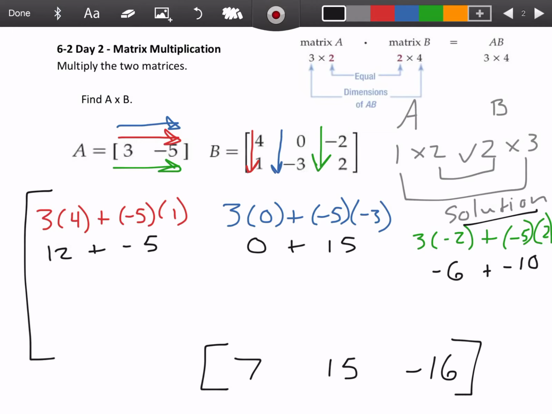So in this case, our solution, as you can see, was supposed to be a 1 by 3 matrix, and it's a 1 by 3 matrix there. 7, 15, and -16.